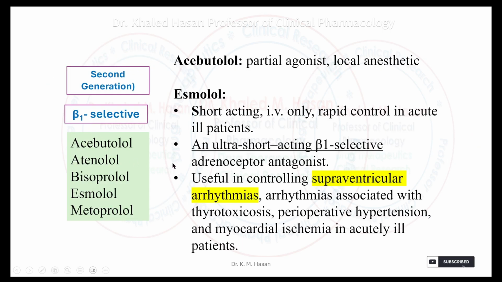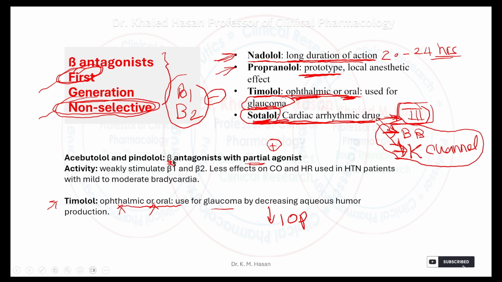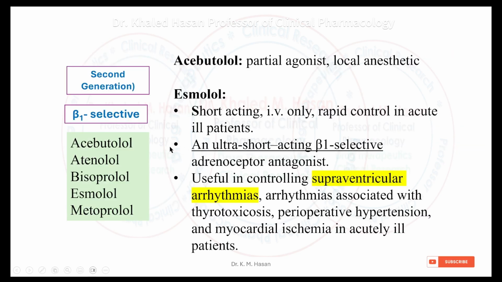Okay, so moving to the second. We discussed the first generation. We have nadolol, propranolol, timolol, and sotalol. Second generation, we have beta 1 selective. The group of medications includes atenolol, bisoprolol, esmolol, metoprolol, acebutolol. This is beta 1 selective and second generation. And as I said, acebutolol is considered a partial agonist. Acebutolol could stimulate, and it also has some activity to block the beta receptor.